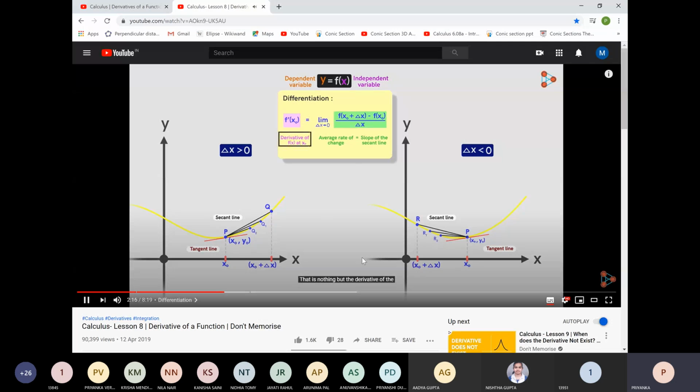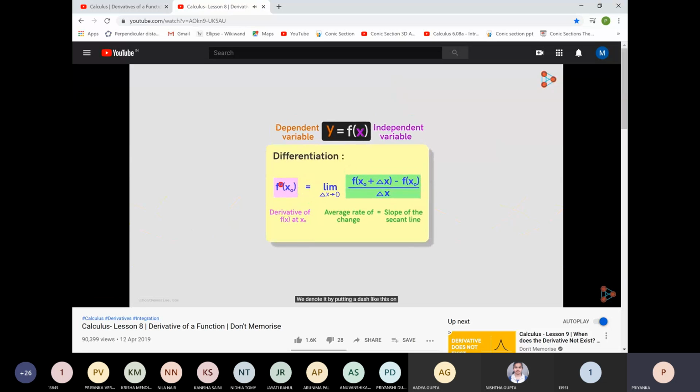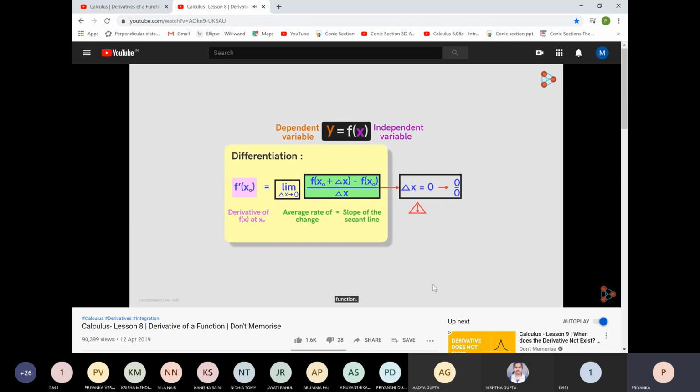But the derivative of the function at x naught, we denote it by putting dash like this on the notation for the function. Note that the limit delta x tends to 0 does not mean we put delta x equal to 0 in this ratio. This would result in the ratio being equal to 0 divided by 0, which does not make any sense. In this video, we will understand what this really means. Along with it, we will also explore different theoretical aspects of the derivative of a function.